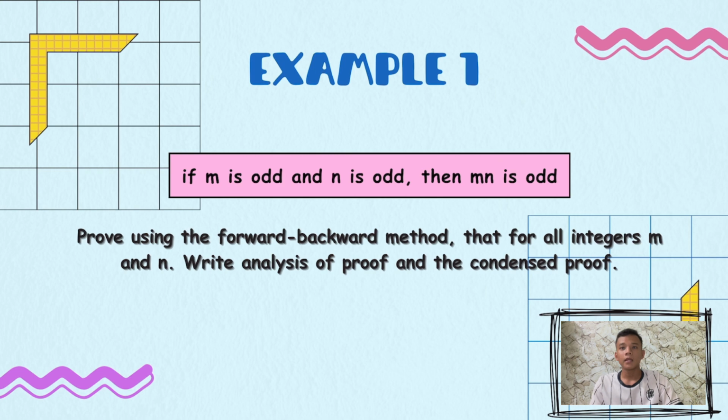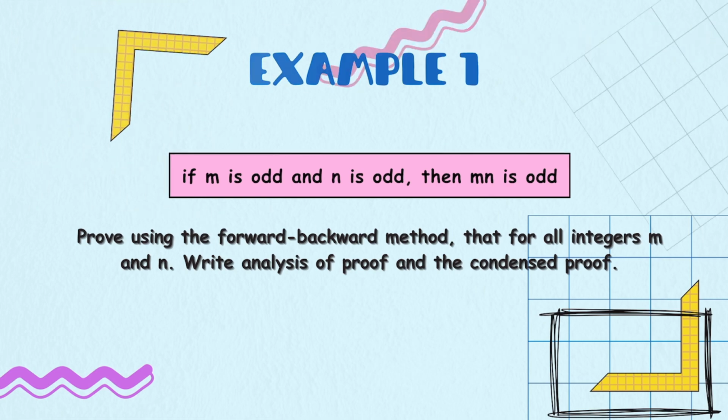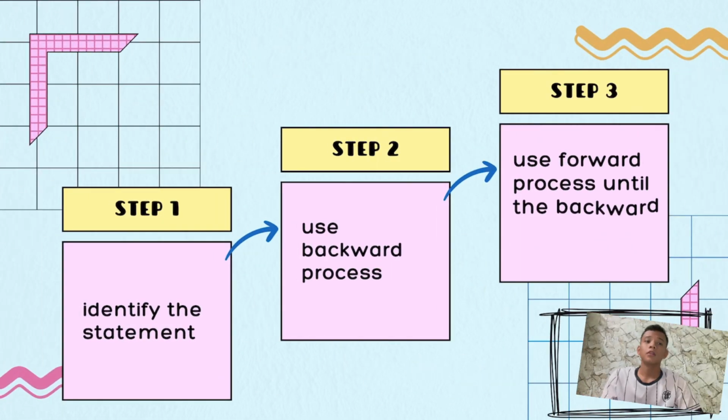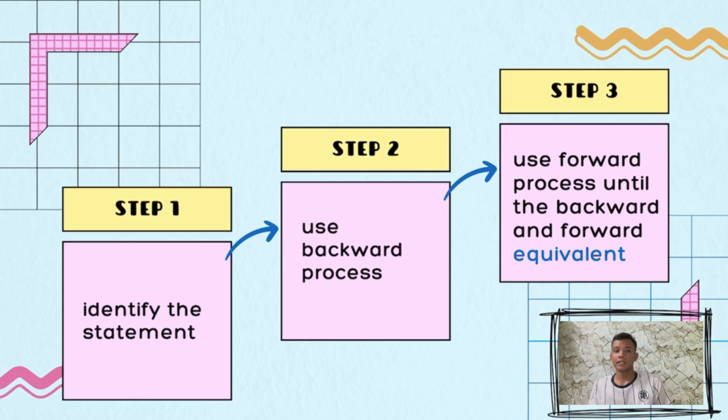Example 1. The question is, if m is odd and n is odd, then m times n is odd. Prove using the forward-backward method that for all integers m and n, write the analysis of proof and the condensed proof. Before we answer the question, first we must identify the statement. Second, use a backward process. And the last step is to use the forward process until the backward and forward are equivalent.